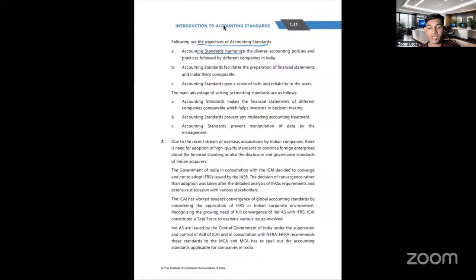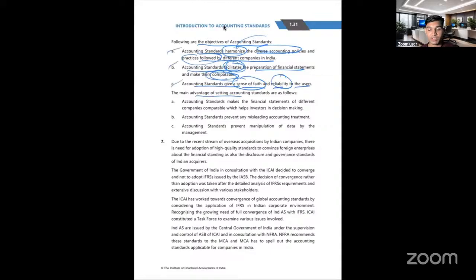Accounting standards harmonize the diverse accounting policies. Then accounting standards facilitate the preparation of financial statements and make them comparable: harmonization and comparability of the practices followed by the different companies in India. So it is harmonization, then comparability, and facilitation for preparation and presentation of financial statements. Accounting standards give a sense of faith and reliability to the user.